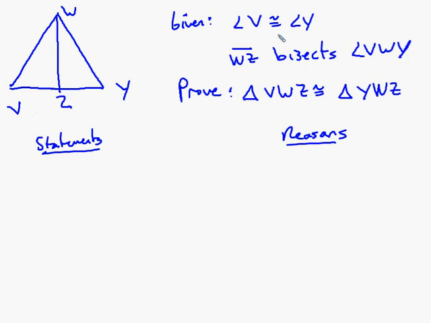All right, I am told that B is equal to Y, so I'll mark that. So I have an angle. I see that they share a side, so I have the reflexive property right there. So I have a side. And then I'm told WZ bisects angle VWY. So this bisects not this side, it bisects the angle. So these 2 angles are equal.